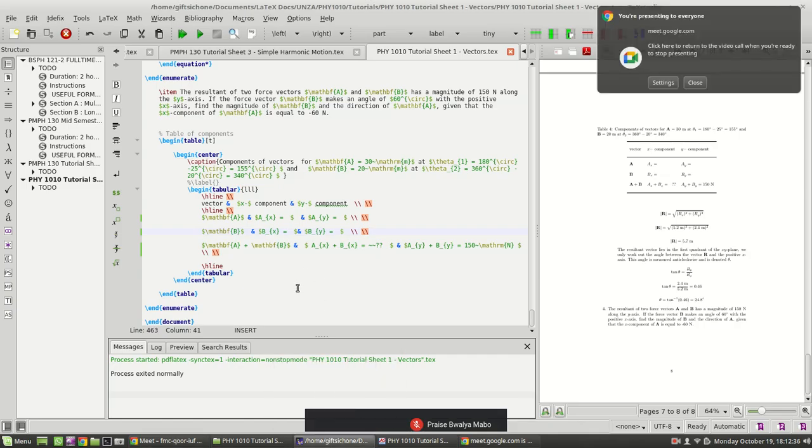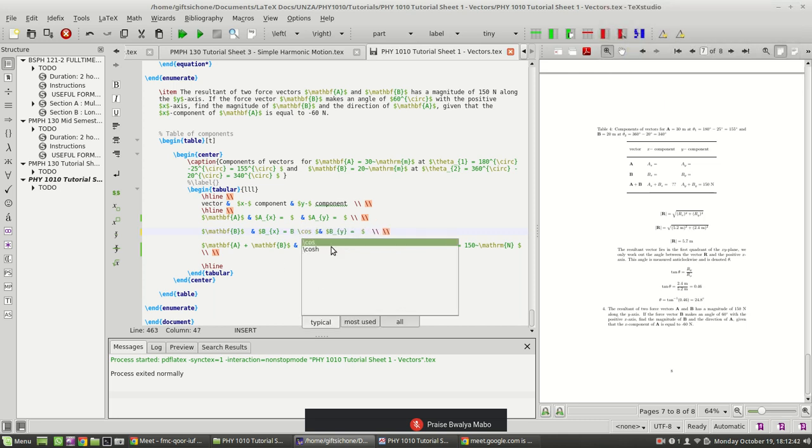So the x component is going to be B cos 60 degrees. That's what you're told. Then this side, we are told it's also B sine 60 degrees. Okay, and how much that is, we do not know.